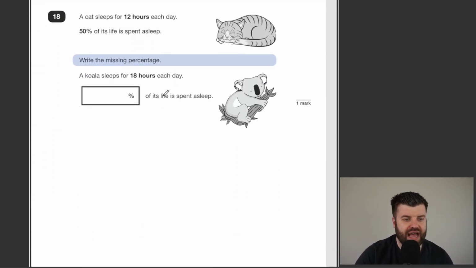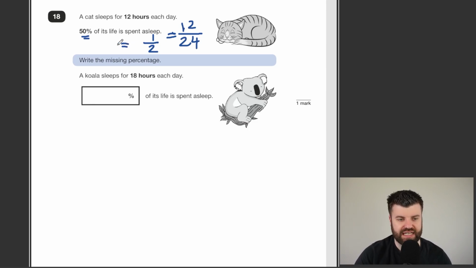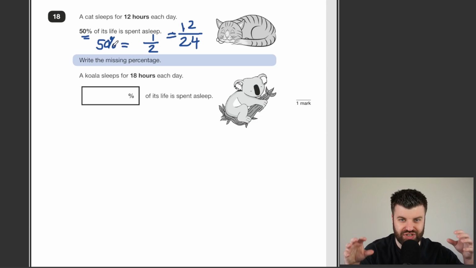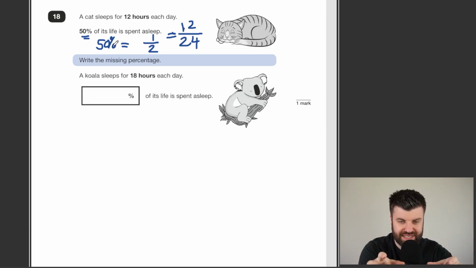Question 18. A cat sleeps for 12 hours a day. So 50% of its life is spent asleep, because 12 hours a day is 12 out of 24, which is the same as 1/2. Again, which we know from fractions, decimals, percentage conversion, is 50%. So what we've got here is a question of converting fractions, decimals, and percentages hidden inside of a reasoning problem.